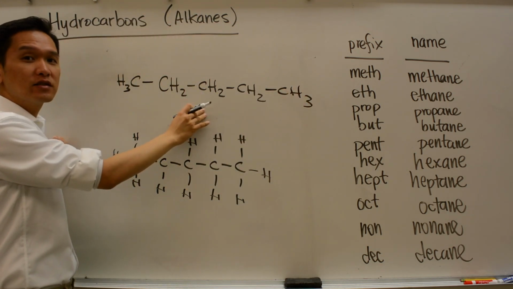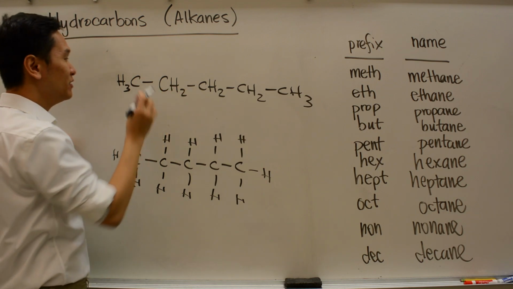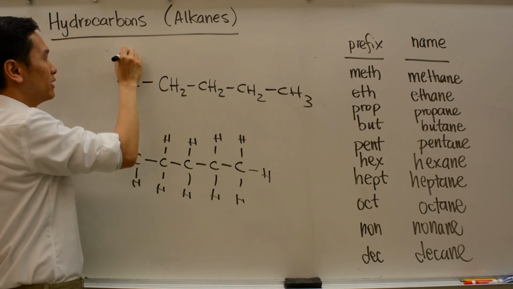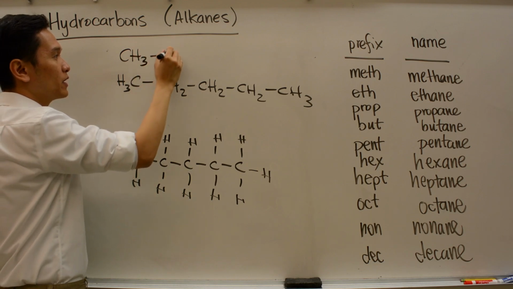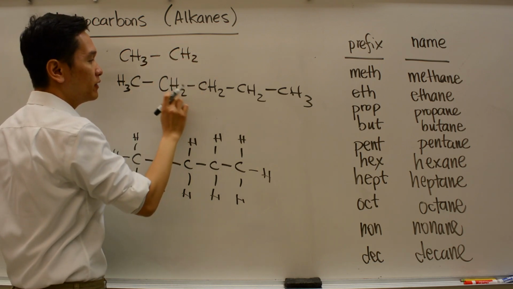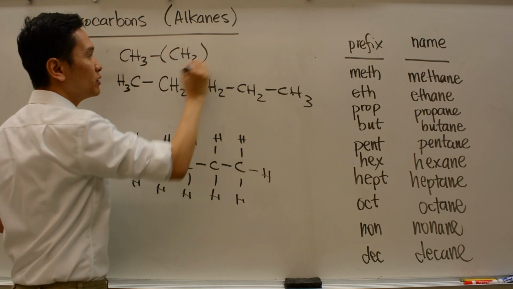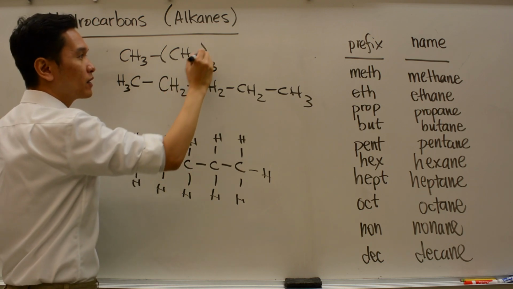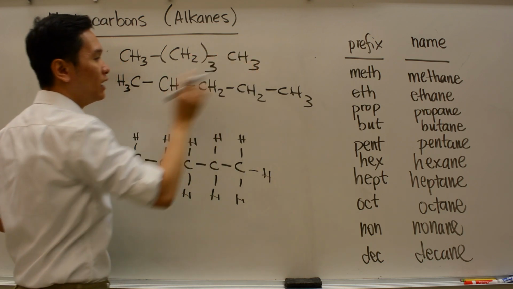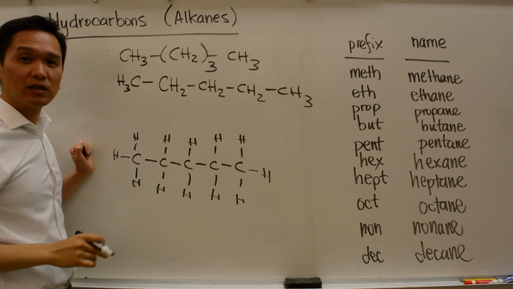This is called the condensed structure. Sometimes you can condense this even further by writing, again, I'm going to write this time as CH3, connected to CH2, how many of them? 1, 2, 3, right? And you can put parentheses around that and put 3 and end it with CH3. Either of these are acceptable for condensed structure.